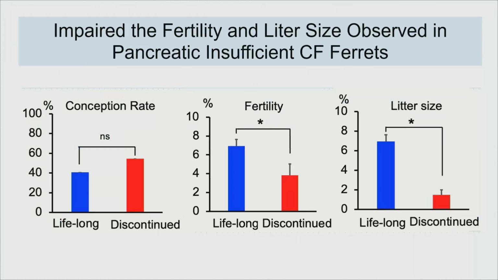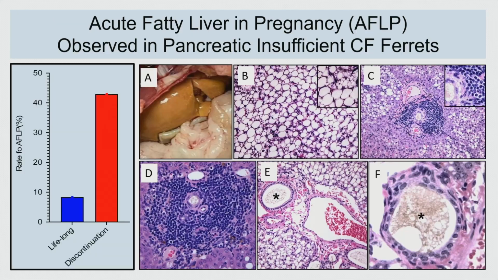When we checked the conception rate, fertility, and litter size, it looks like the ferrets that experienced discontinued CFTR therapy have significantly decreased fertility. So this is similar to the human report of decreased fertility in pancreatic insufficient patients, maybe related to nutrition and hormones. The litter size is also decreased, but the reason for that decrease is another disease.